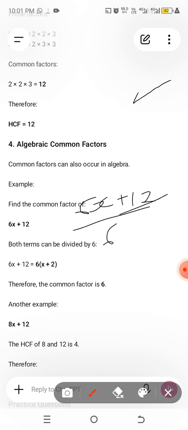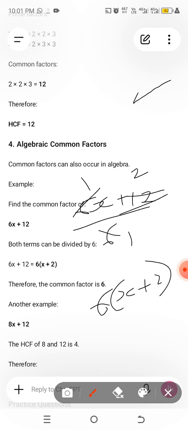Either we do it like this: 6 here 1, here 1, then 6 here 2. Or we do it like this. That would be x plus 2 here. Or we do it like this: 6 into x plus 2. So we want to expand this one.